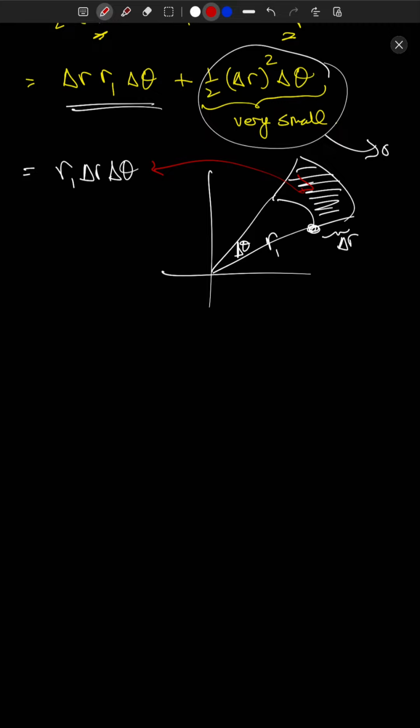It has this factor r in here, right? This r1, which tells me how far I am from the origin. And the farther out I am from the origin, the bigger these sectors get, right? So again, as I go out, these sectors actually get bigger and bigger and bigger, even if I use the same delta r and the same delta theta. So that r1 there is actually really important.